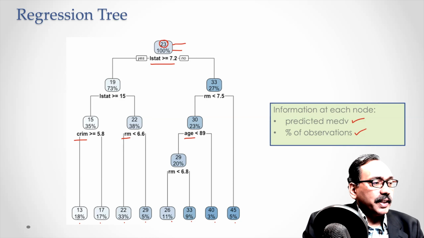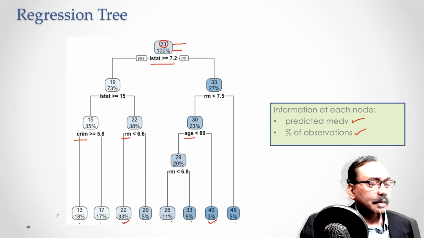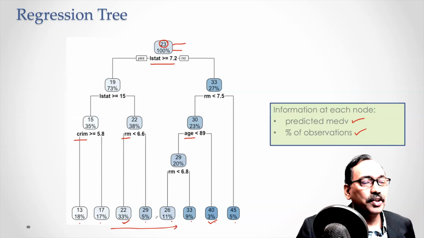You'll also notice that for each terminal node, the minimum percentage of data is 3%. So this one. And the maximum that I see is 33%. And the predictions range from low to high as you go from left to right. That's how the terminal nodes have been arranged.